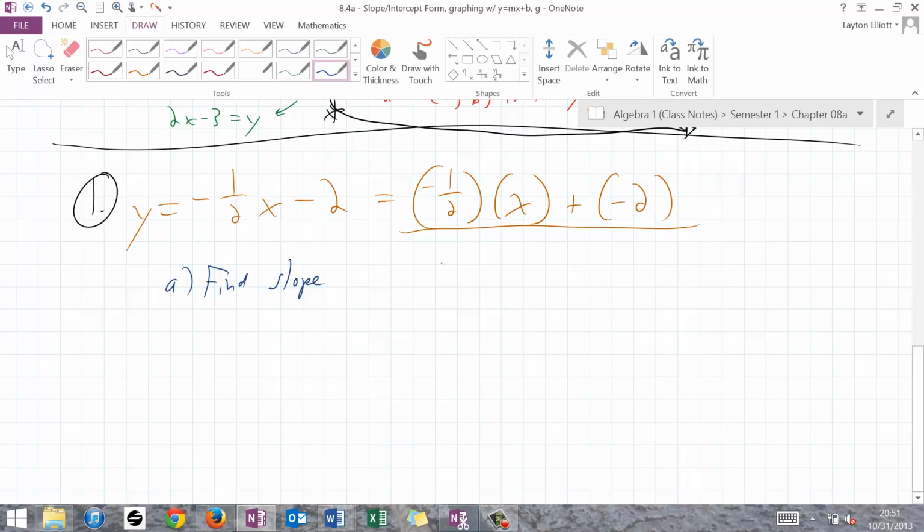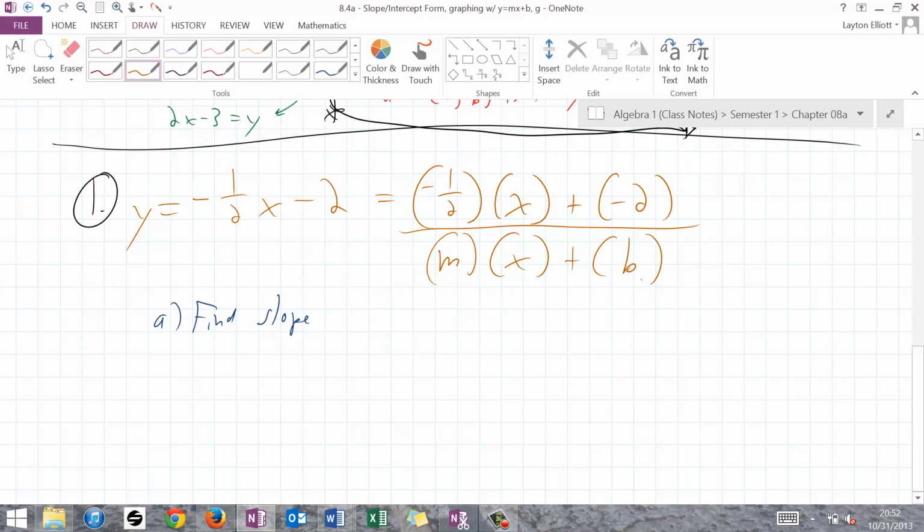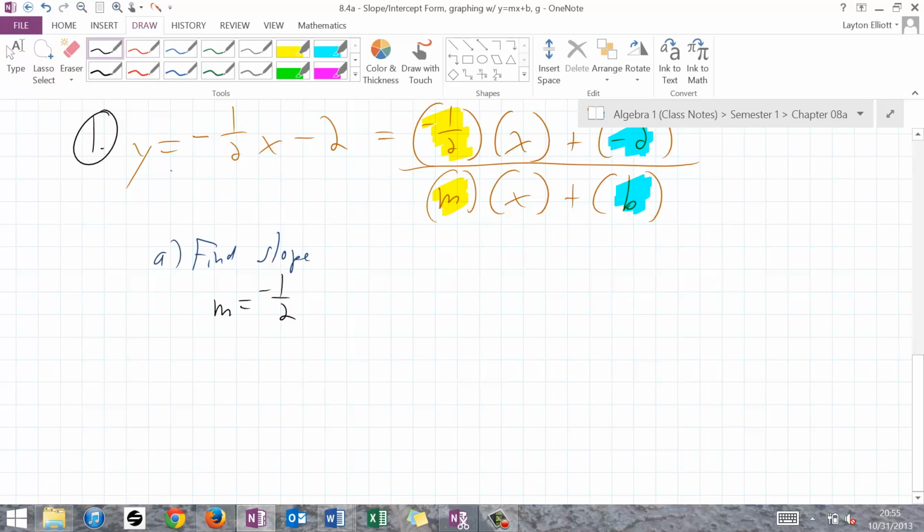Well, let's compare it. Y is equal to m times x plus b, mx plus b. And if I compare this, this m goes with that number, and this b goes with that number. So if I compare this, I know that the slope here, and I'm going to write this as m equals -1/2. Okay, so I've got the slope. Now let's go back to the steps that I need to do. Step B. We're going to find the y-intercept.